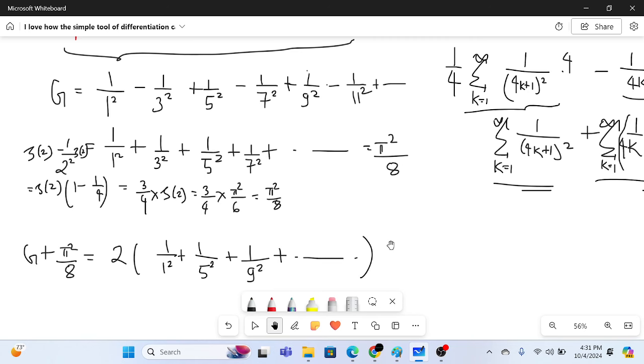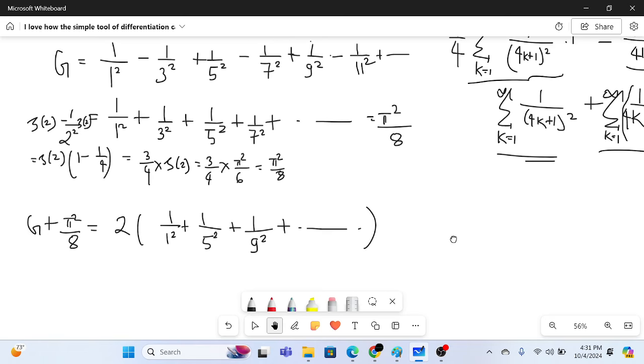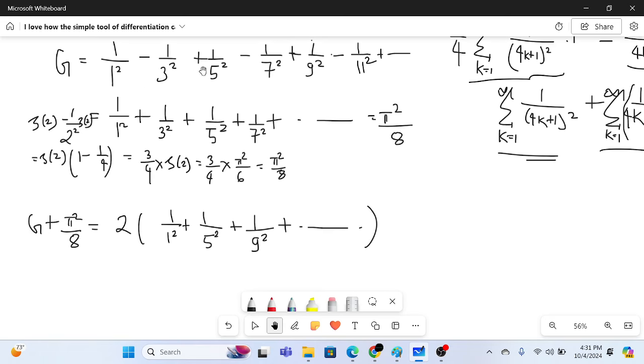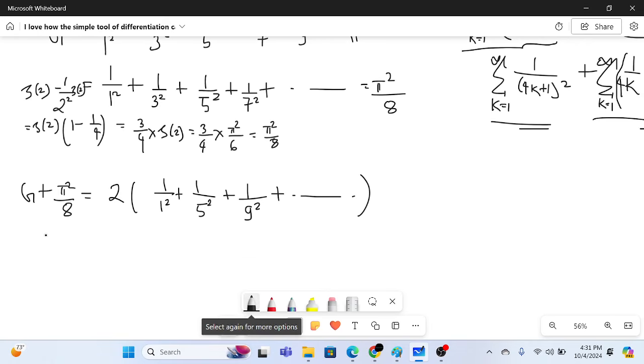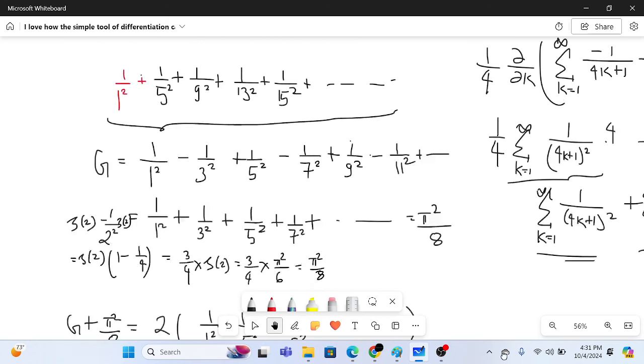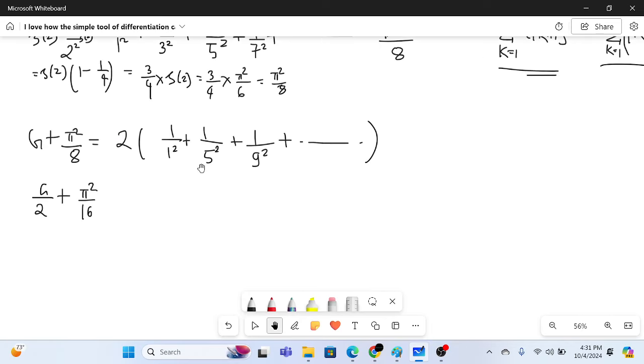This is 2 times our required sum, right? If we add these two, because odd terms will cancel, there will be 2 even terms, right? Now I can take this 2 to division, so g by 2 plus pi square by 16 is equal to this sum, but notice that we also don't need the 1 square, so I can subtract that too. First divide by 2 and then subtract the 1.